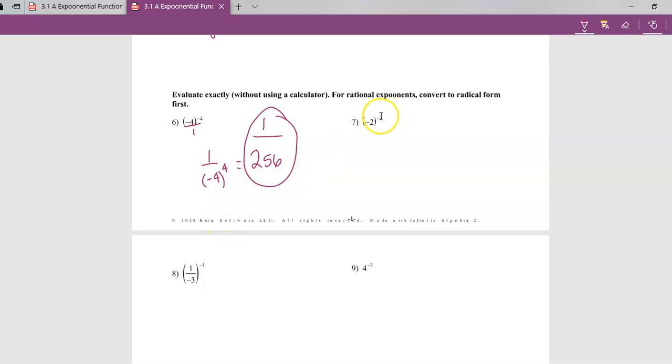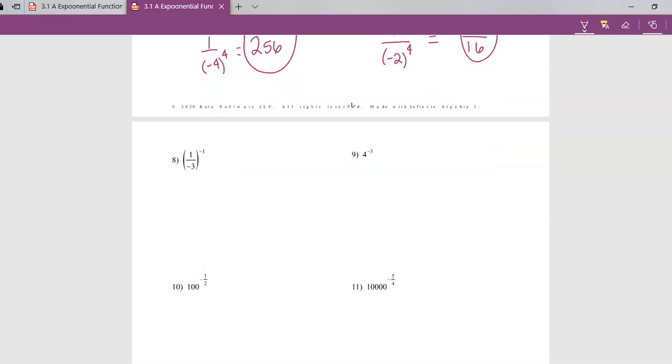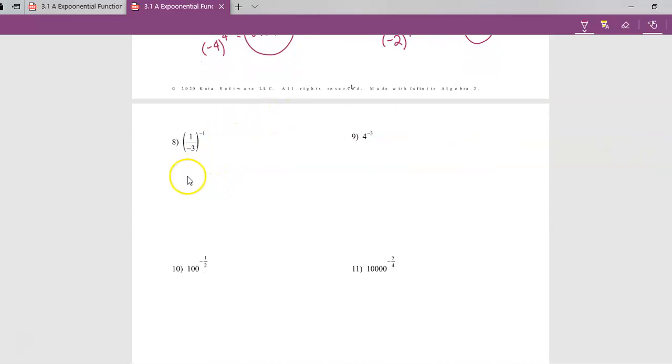Okay, on number 7, same thing. We have that negative exponent, which tells me I need to flip this over. This is 1 over negative 2 to the 4th. And then, since negative 2 to the 4th power is 16, this would be 1 over 16. Okay, so just make sure you show me that you know it flips and all that. Don't just do it all in your calculator.